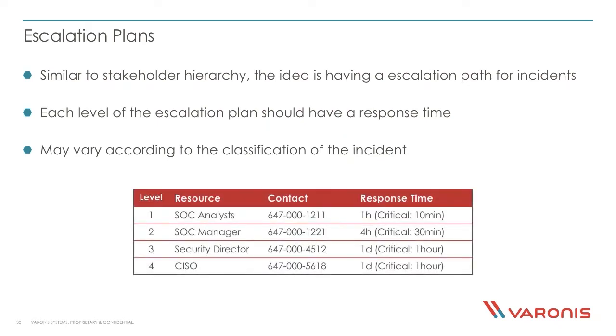So, let me give an example of an escalation plan for the ABC company. The first level, which means the first person to be contacted if an incident is detected, is the SOC analyst. As you can see, I put their contact information and the response time, which should be 1 hour for the majority of incidents or 10 minutes for critical incidents. Then, the second level is the SOC manager, which has a 4-hour response time for general incidents or 30 minutes for critical incidents. Which means, if you are trying to contact the manager for more than 30 minutes during a critical incident, and he or she doesn't answer, you can then escalate it to the next level, which is the security director. If the security director also doesn't answer in the mentioned time, then the last level is the CISO.